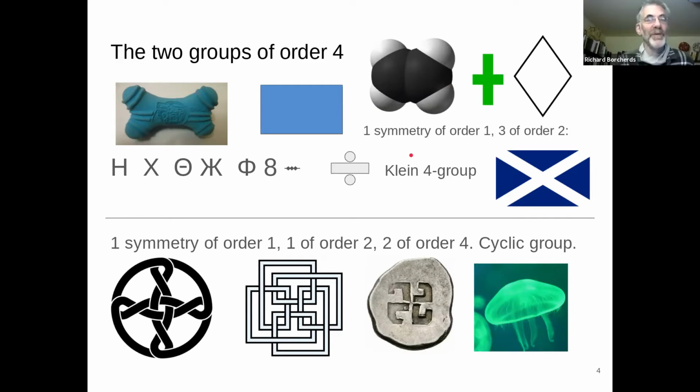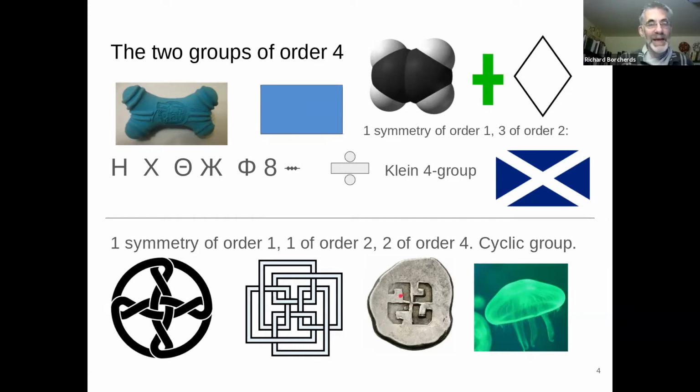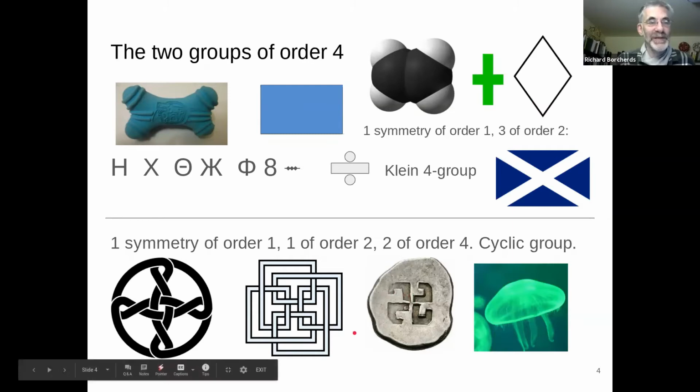This is the Klein 4 group. And you see, if you take a rectangle, you can either flip it along a horizontal axis, or you can flip it along a vertical axis, or you can rotate it by 180 degrees, or you can do nothing. So it's got 4 symmetries. And all these other objects also have 4 symmetries. If you look at the bottom of the slide, you have various other objects with 4 symmetries, because these ones you can rotate by 90 or 180 or 270 degrees.